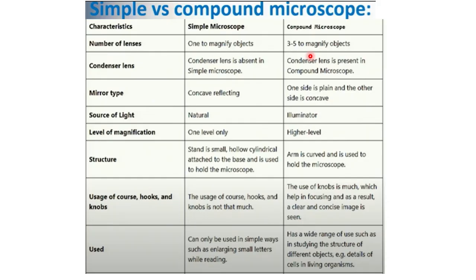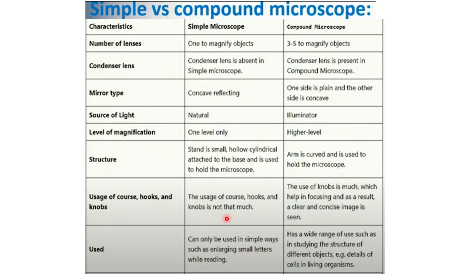illuminator to make the resolution higher. The level of magnification possible through a simple microscope is only one time, but in a compound microscope we can go up to 100 times also. And what kind of structure is visualized? In the case of the simple microscope, it is a small hollow cylinder attached to the base and is used to hold the microscope. In the compound microscope, the arm is curved and is used to hold the microscope.